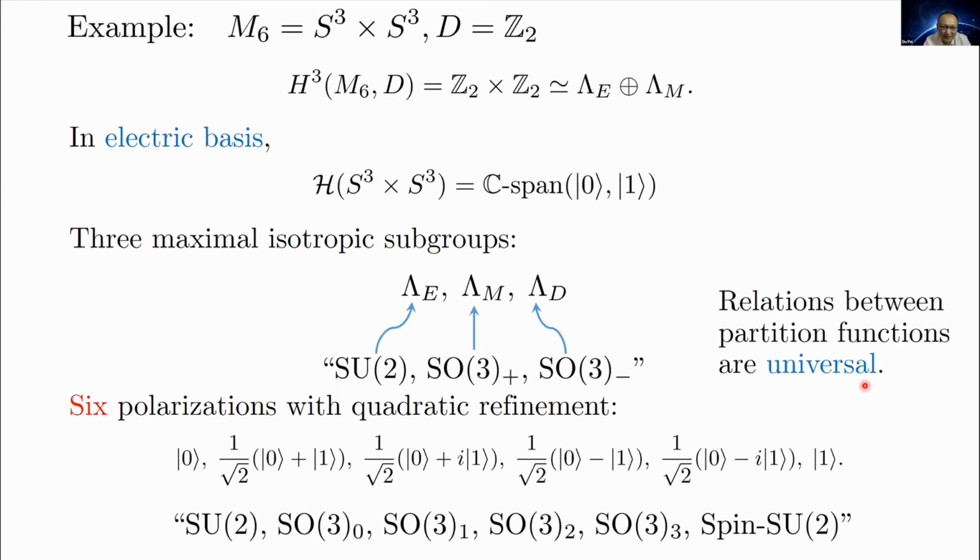Since we have 6 different vectors in a 2-dimensional Hilbert space, any 3 of them will have a linear relation. So you will have relations between partition functions like SU2 equals SO3 plus, well, SO3 0 plus SO3 2. And you'll have many other relations. These relations are very similar to what you have seen in Eric Sharpe's talk on Monday. And these relations are universal in the sense that they come from the bulk TQFT and will be valid for any boundary theory that can couple to the bulk TQFT.